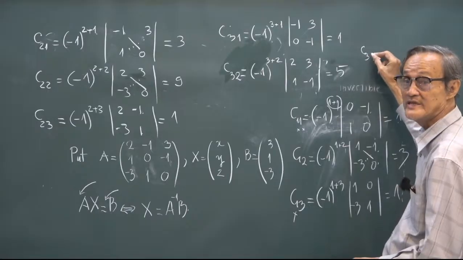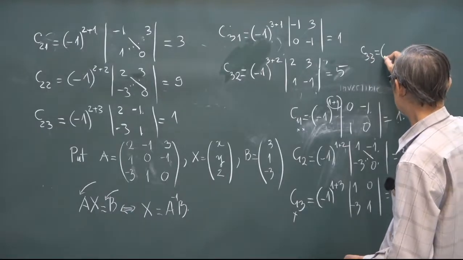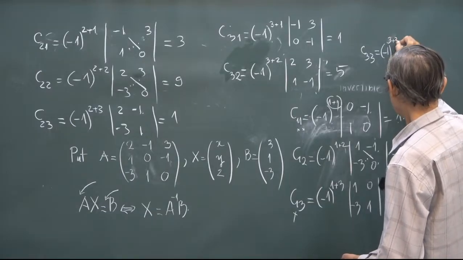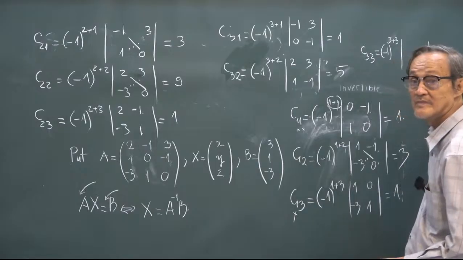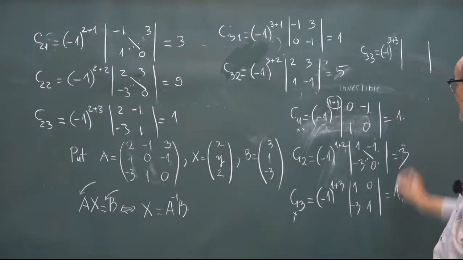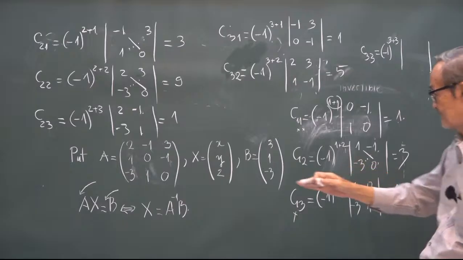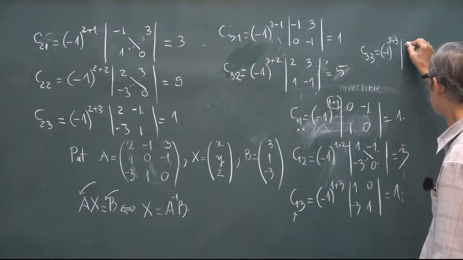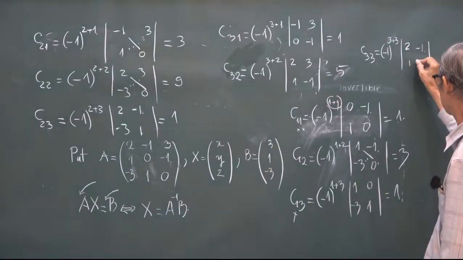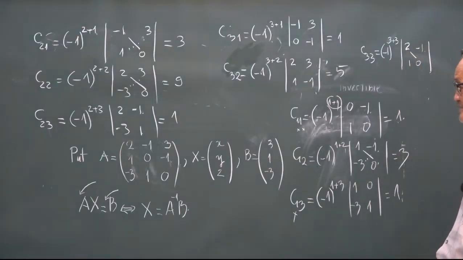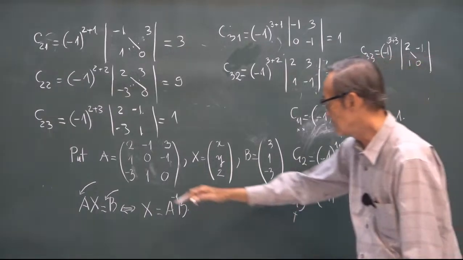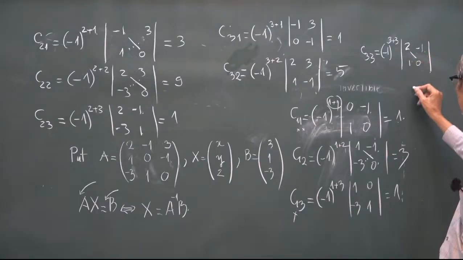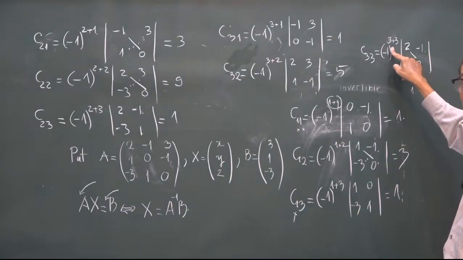And C33. Row plus column. Okay. Delete row 3, column 3. Main diagonal 0, row 3, column 3, subdiagonal minus 1, 6 minus.